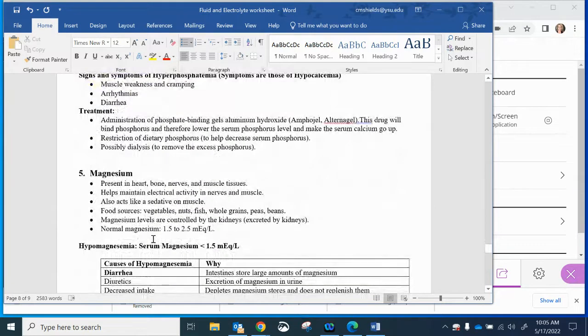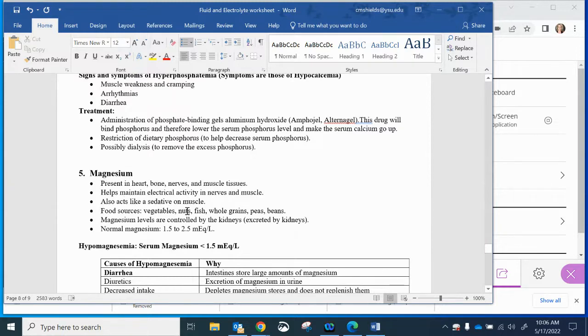The last one here is magnesium. Present in heart, bone, nerves, muscle function, it helps maintain electrical activity in the nerves and muscles. We really saw this with every one of them, right? Electrical activity in the heart is very important. Even though the electrolytes for cardiac conduction are sodium, potassium, calcium, the serum level of magnesium does need to be in a normal range for those electrolytes to work properly. So it is important for electrical activity in the nerves and in the muscle, including the heart. It acts like a sedative on the muscle, like calcium.